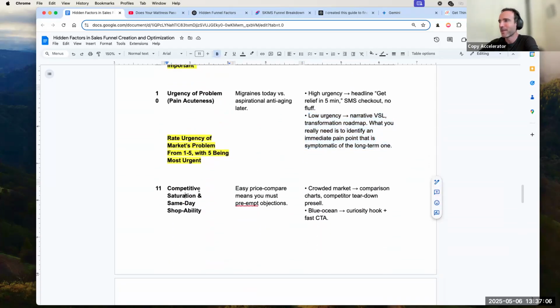Competitive saturation. This one is sort of similar. Basically, if you have a blue ocean, a product that's solving a pain point or problem and nobody else is really talking about it, and you can demonstrate that it works or make it believable that it works, right? The faster you can get somebody to believe that solution works, the shorter your copy can be, versus in an ultra crowded market.